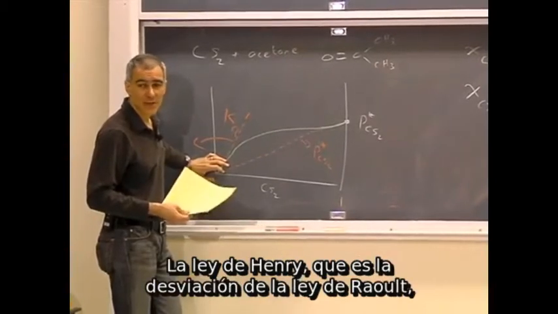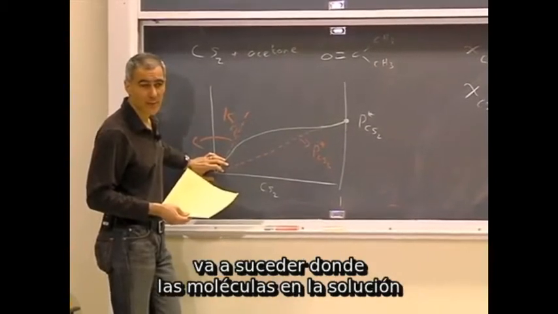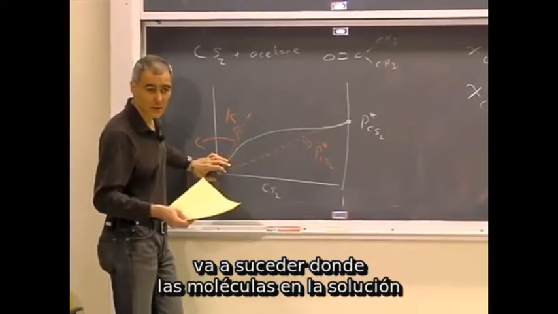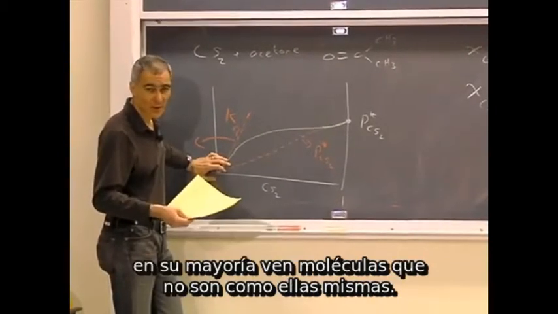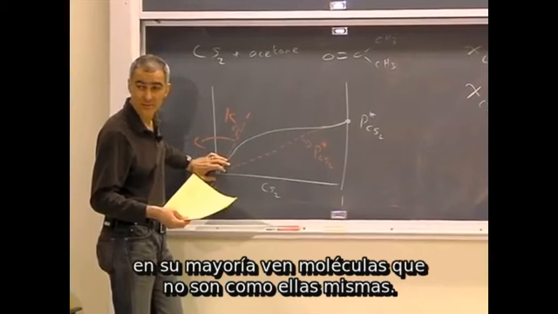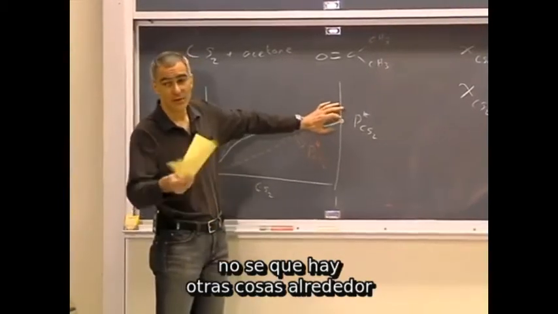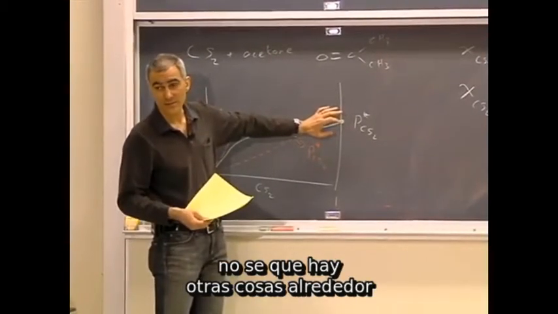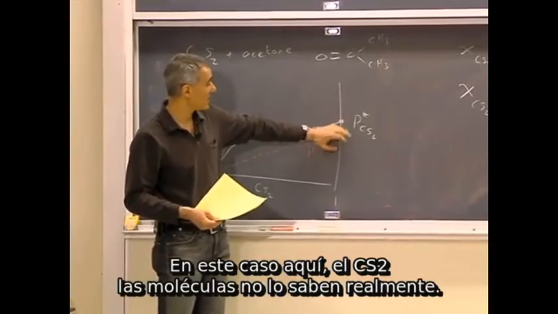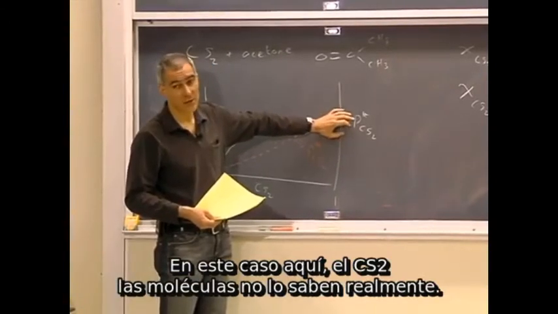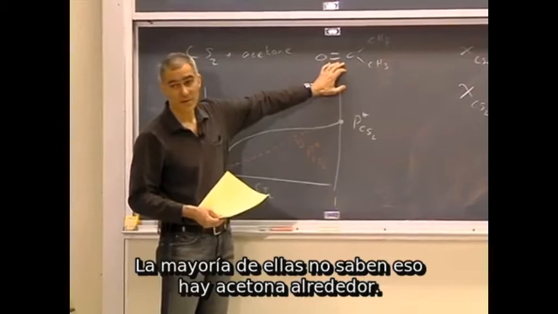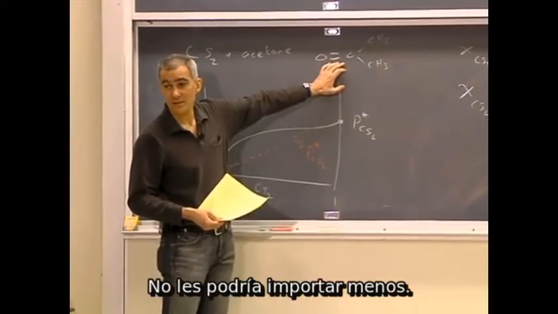Henry's law, the deviations from Raoult's law are going to happen where the molecules in the solution mostly see molecules that are not like themselves. Right? If they mostly see molecules like themselves in an ideal solution, then they don't know that there's other stuff around. In this case here, the CS2 molecules don't really know. Most of them don't know that there's any acetone around. They couldn't care less. Right?